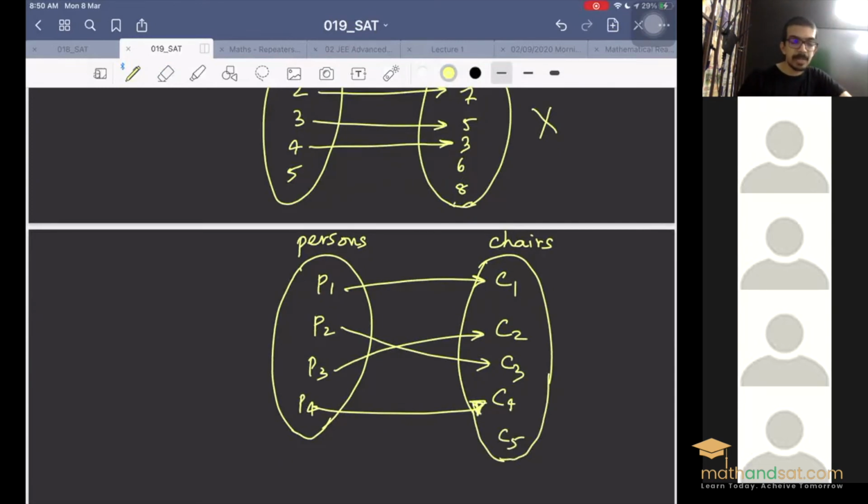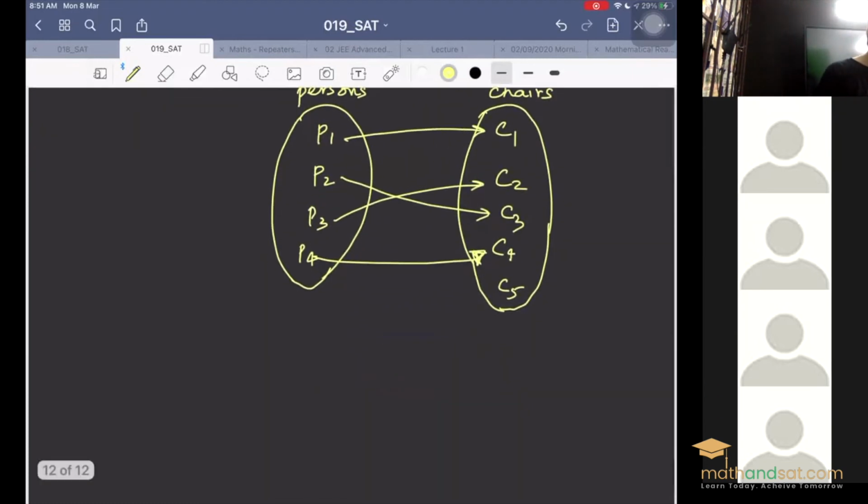There are some empty chairs. Is that a problem? No. The chairs can be empty. Remember this as a shortcut: the chairs can be empty. There is no problem. This is a function. No problem at all.